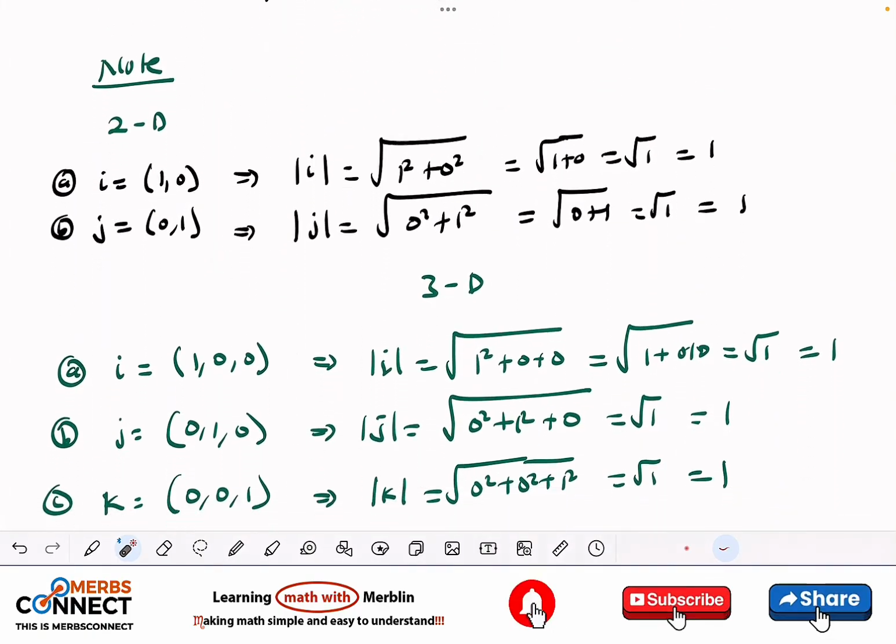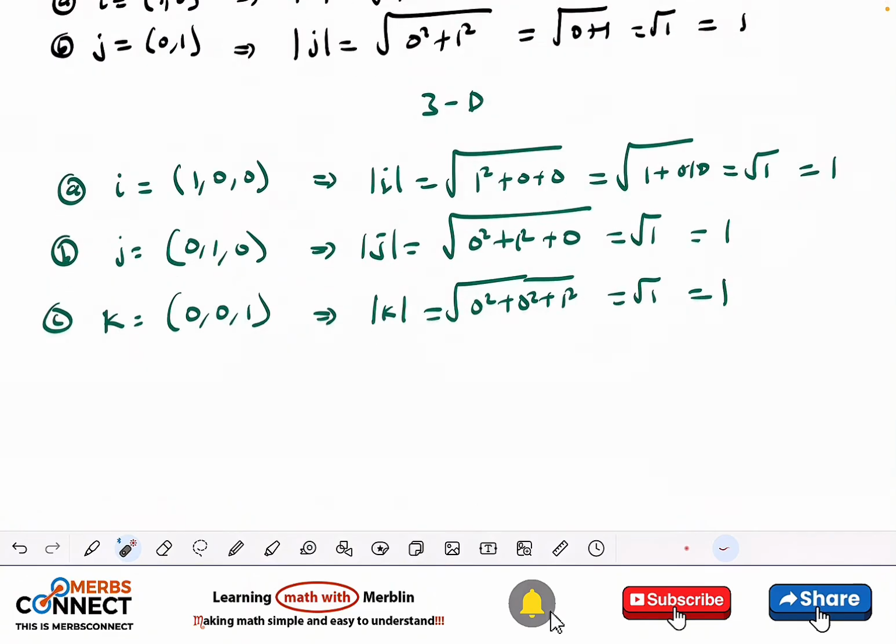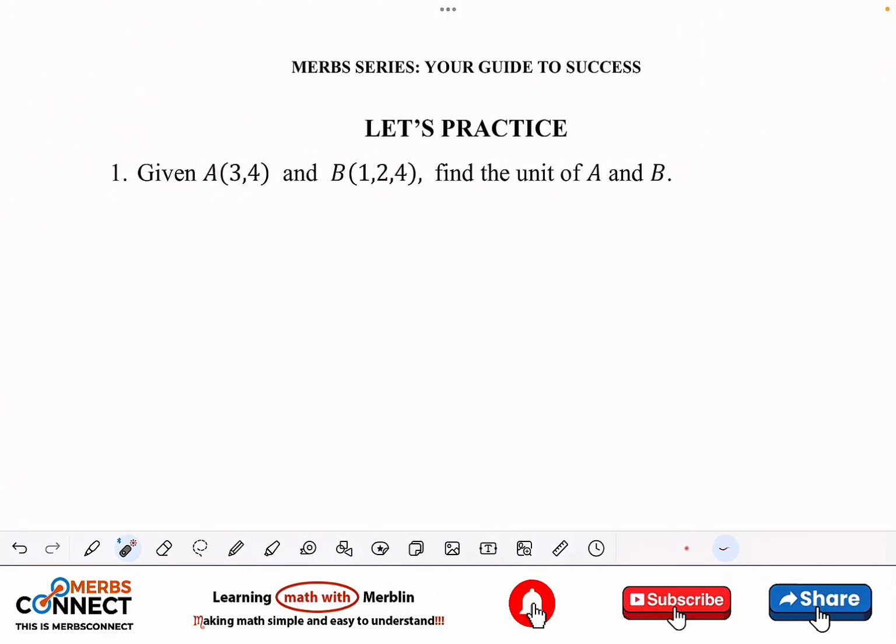So what we can conclude here is I, J, and K are what? Unit vectors. Let's take some example and then we will see what we can do. So given this and this, find the unit vector of A and unit vector of B, right? We want to find the unit vector of A and unit vector of B.